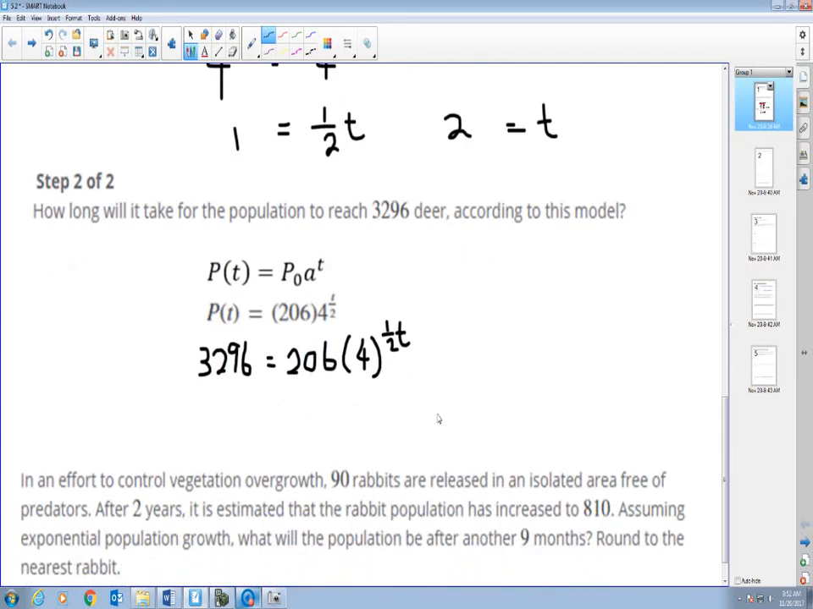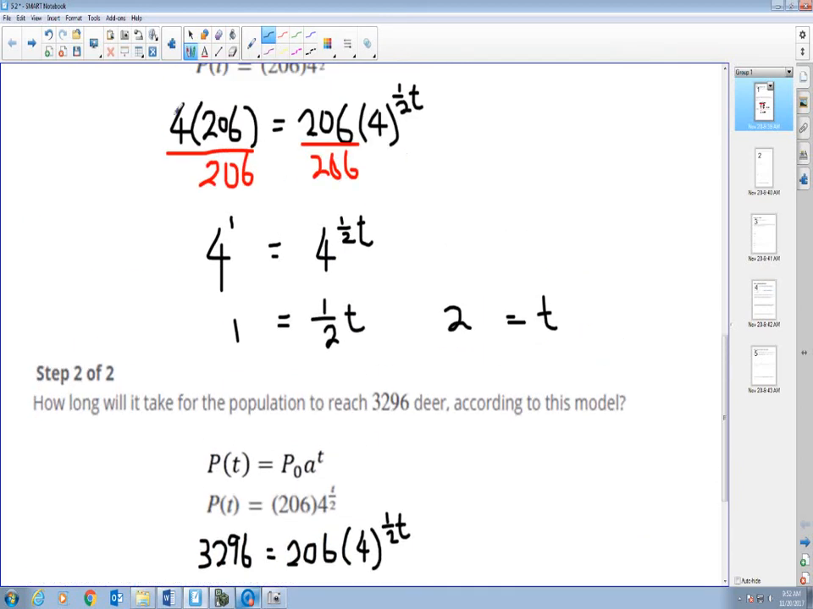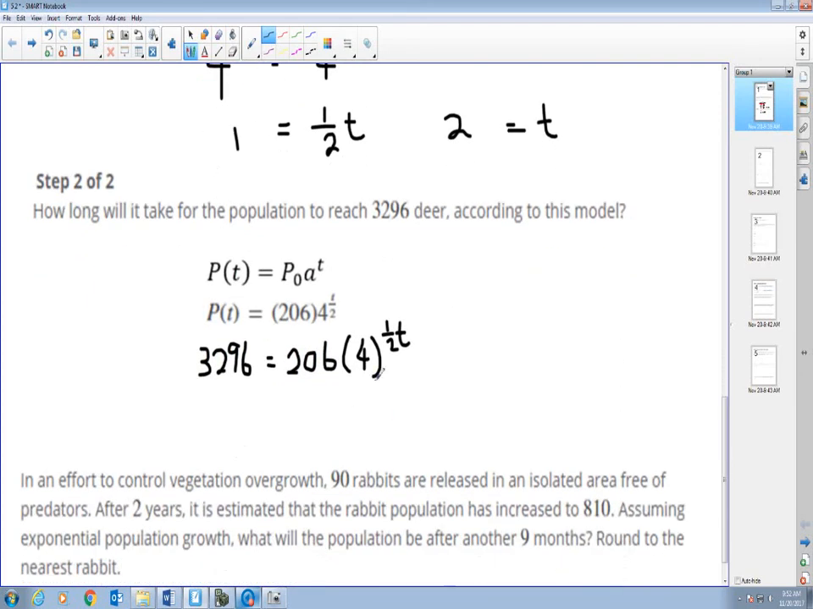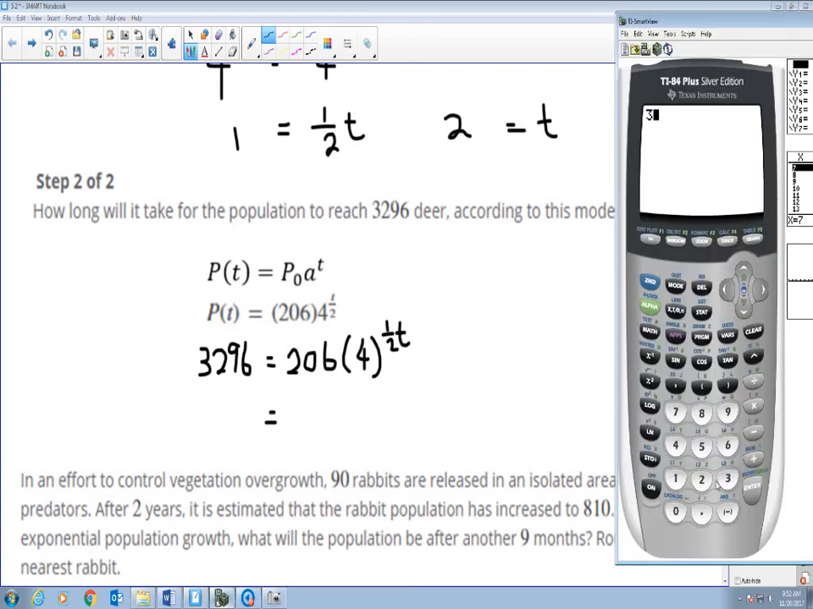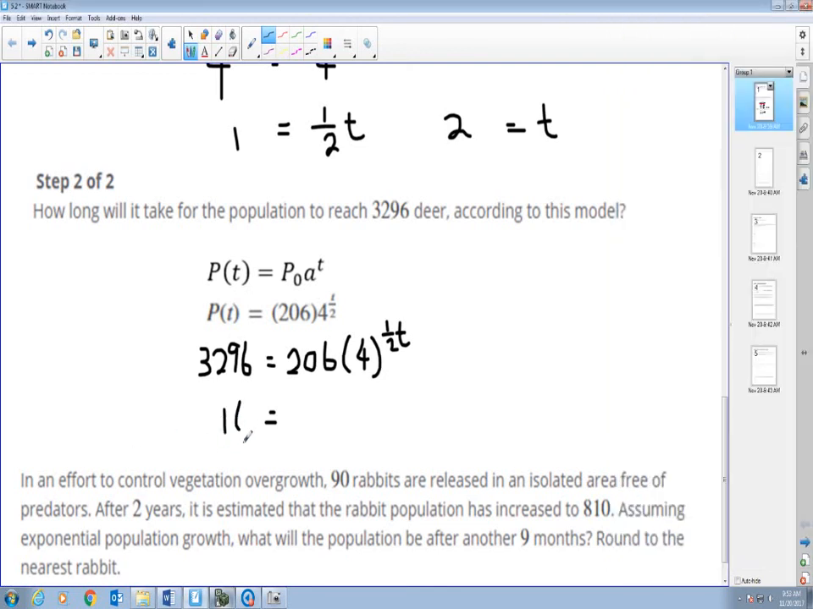Alright, do the same thing. Computation for these problems is very simple. There's only so many steps we take. So to isolate my variable up here, we need to divide both sides by 206. So 3296 divided by 206 will give me 16. So that's 16 equal to 4 to the half t power.